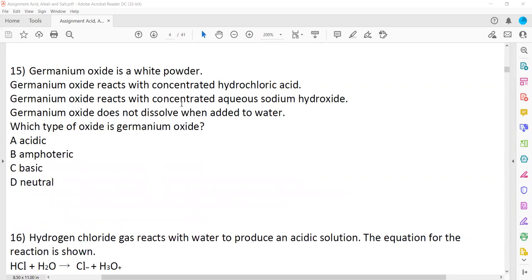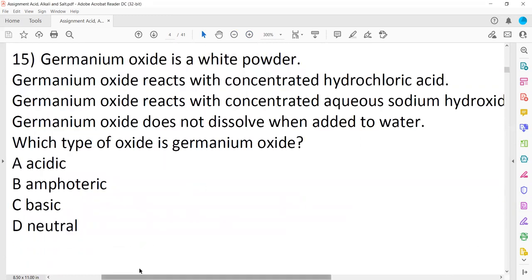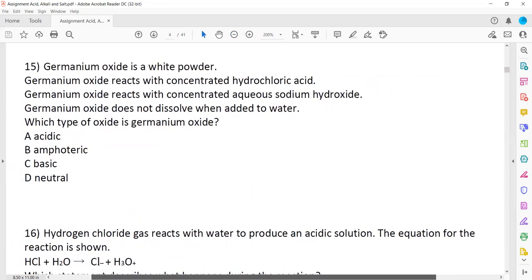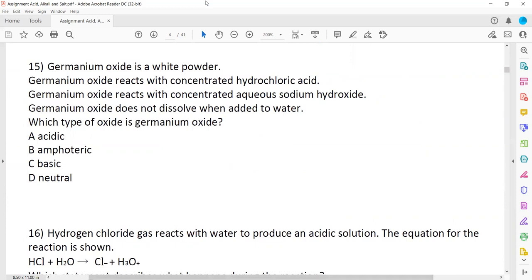In question 15, germanium oxide is a white powder, and they mention here that germanium oxide reacts with acid. So it is reacting with acid. It is reacting with sodium hydroxide, so that is a base. And it does not dissolve in water. So it is insoluble in water.